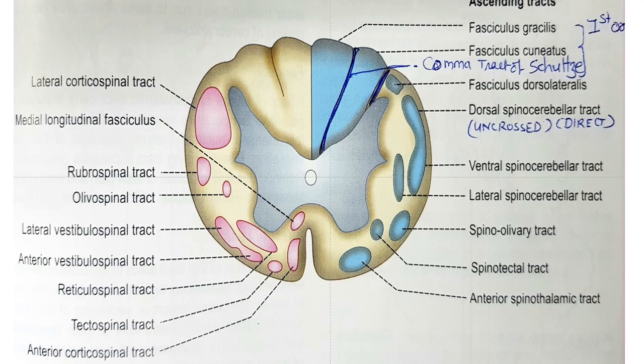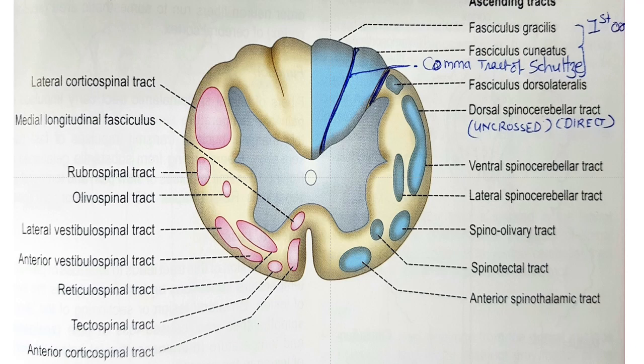Now, if we cut the spinal cord, this picture shows the transverse section of the spinal cord. This is one half, and this is the other half of the spinal cord. This half depicts the ascending tracts, and the other half depicts the descending tracts. But remember that this is a symmetrical representation on either side. So here you will find the different tracts.